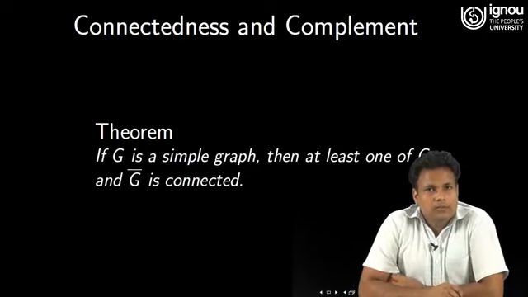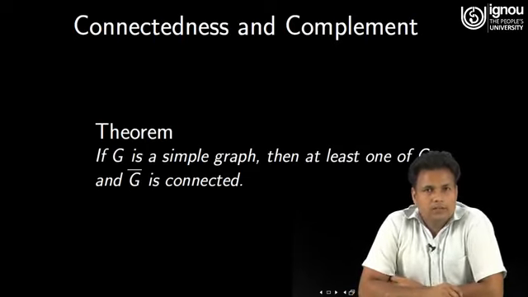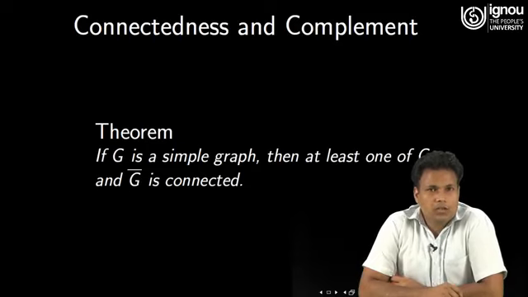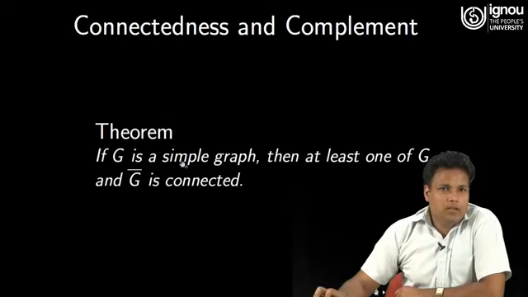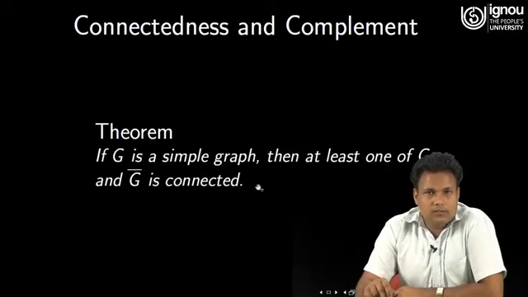Now, we come to the concept of connectedness and how it is related to the complement. You know that a graph is connected if for any two vertices of it there exists a path that joins them. In this regard we have a result. If G is a simple graph, then at least one of G and G bar is connected. In other words, both G and G bar cannot be disconnected. Before we prove it, let us look at some examples.